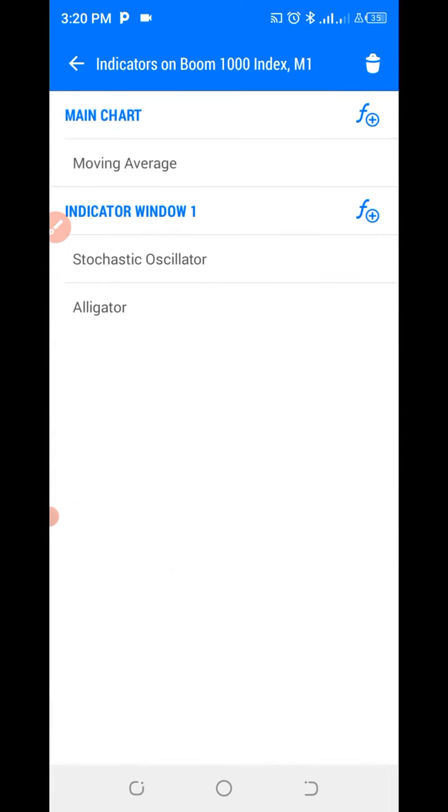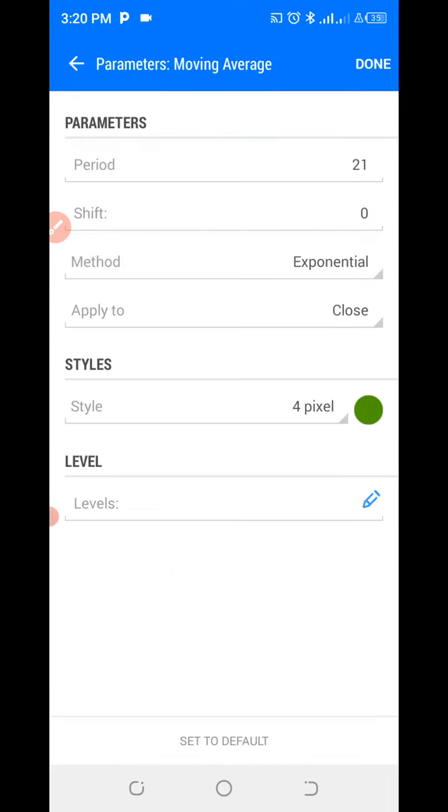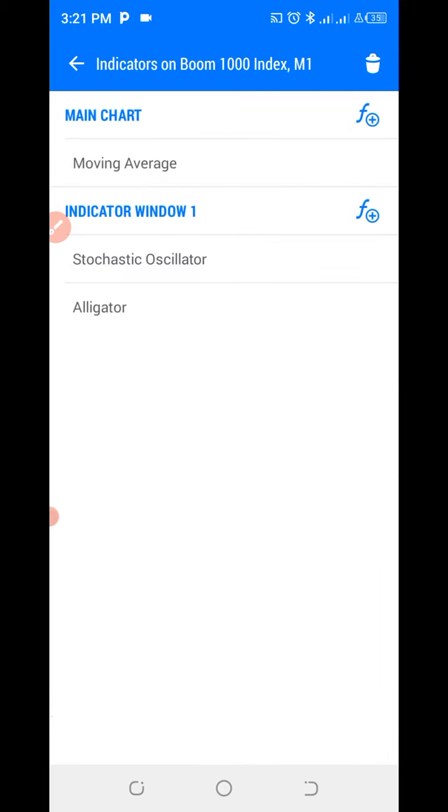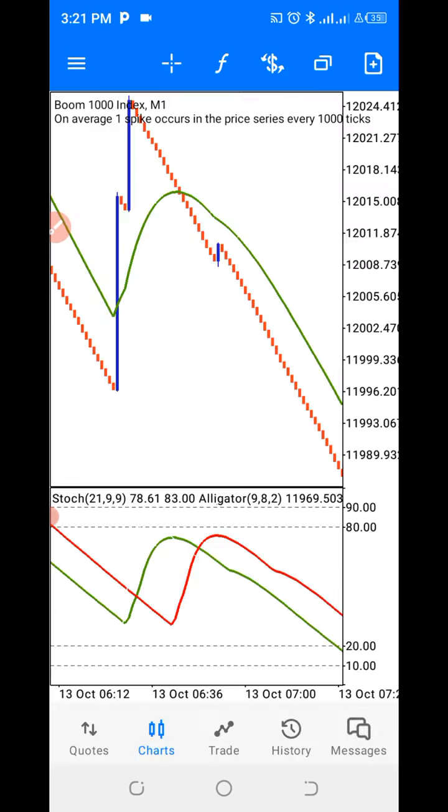So the first indicator we're going to be using is our moving average. The period is 21, shift is 0, method is exponential, apply to what? Apply to close. For the style, you can use any style of your choice. Alright, once you are done, you click on done. Right, so you have it like this.